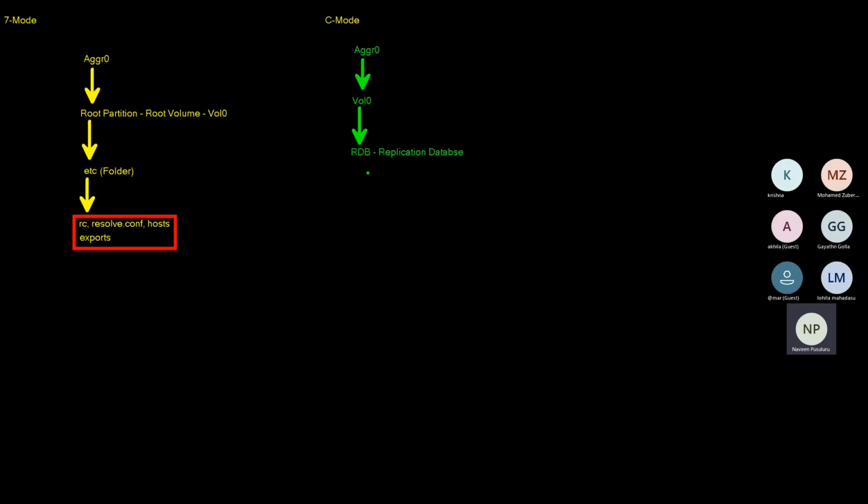Whenever you execute a command that applies changes to your controller, the command will modify the database automatically. So you don't need to worry about making the configuration permanent by editing files, just like in 7-Mode. It's pretty simple here. Just execute the command, it will modify the database. That's it. Any questions, guys, so far?